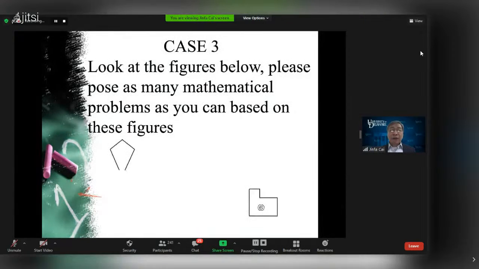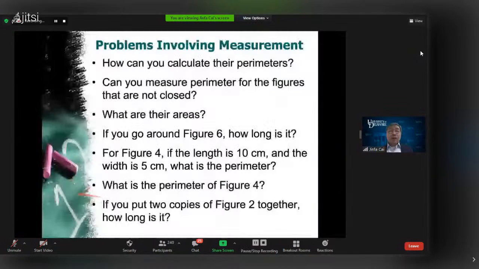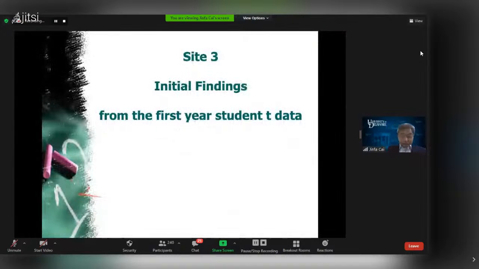I'm going to have to skip the next case. This one is using this diagram, using this problem-posing task to introduce the parameter concept. So let me go into site 3. Now, site 3 is the only site where we use the student data. So I will present a little bit of data to you, but it's the first year data.